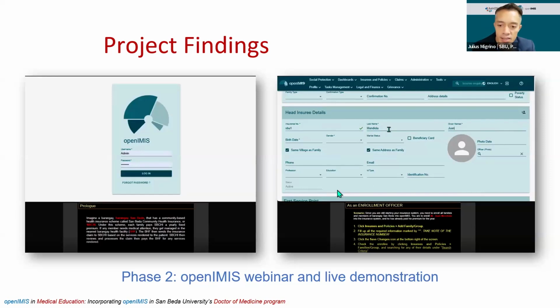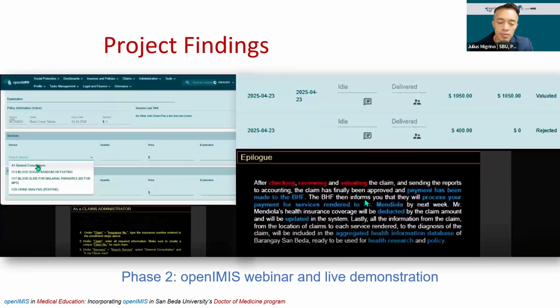So as you can see, the steps of enrolling an insuree are here on the right side of the photo on the right side of your screen underneath the openIMIS shared screen. Now, after enrollment, the scenario continued that Mr. Juan Mendiola needed a consult. So that is the scenario. And the students were tasked to act as his primary care physician.